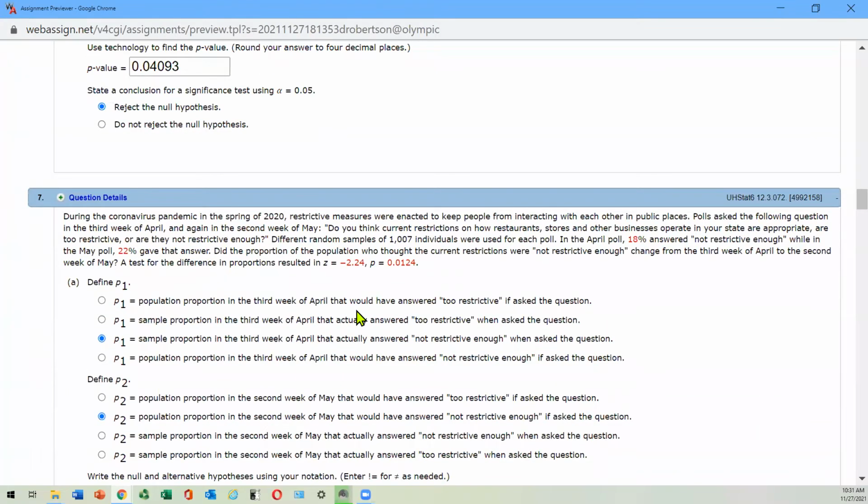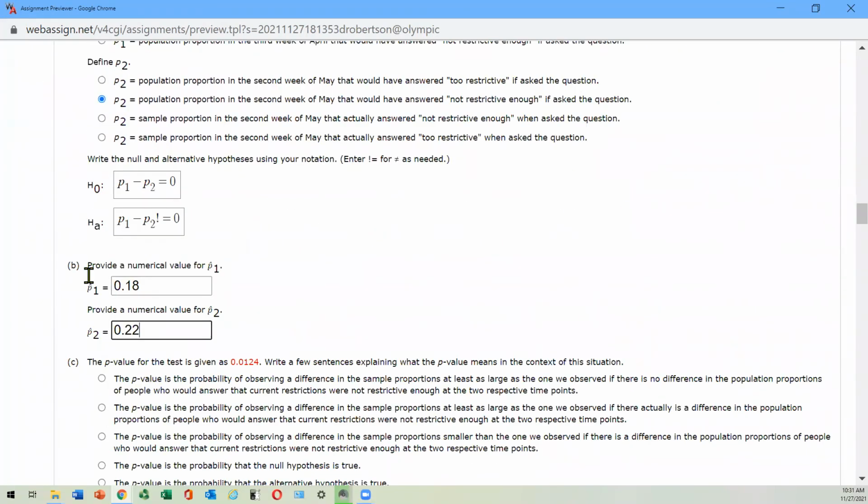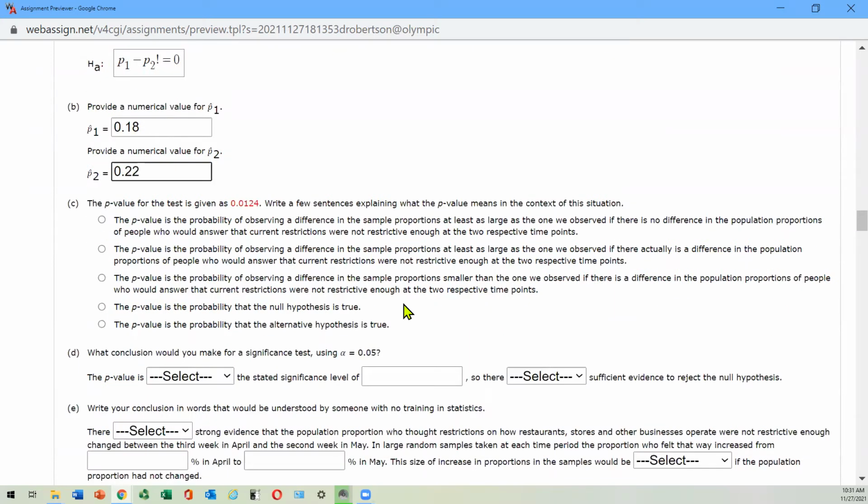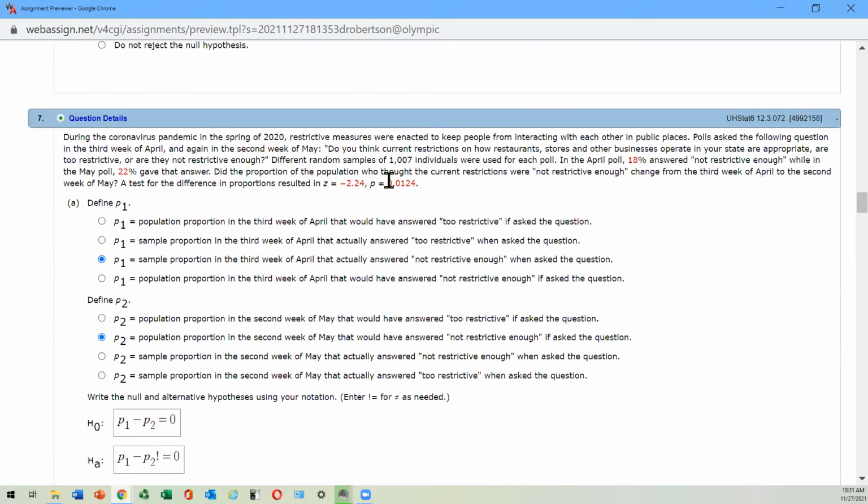So let's see what they said in the story again. I'm just reading through it. I'm assuming that they're different, and that's why I'm going for the not equal to. Now, the p-value for the test is given as that number. Correct, it is.